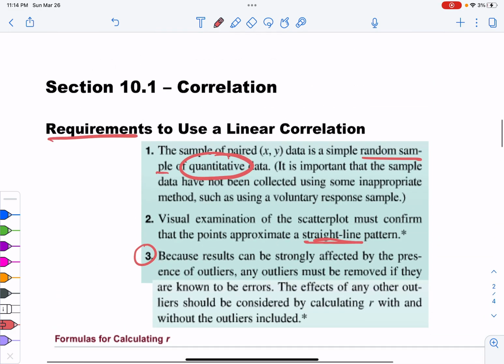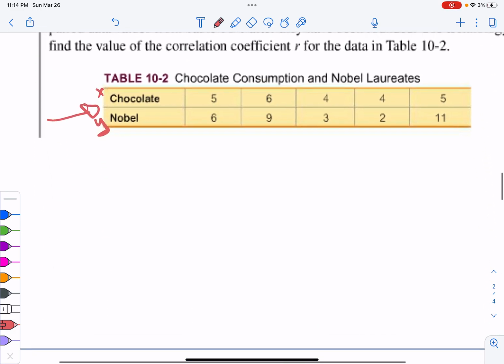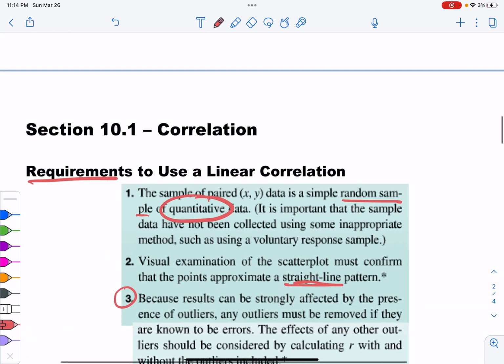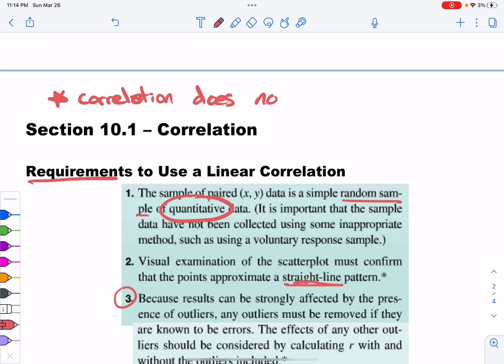One more thing that I want to talk about before we actually calculate it in example 2. I'm going to put a little star here. I think we talk about this tomorrow. So put this somewhere on your paper and make sure you mark it really big: correlation does not imply causation. Okay, and I know we've talked about this before.